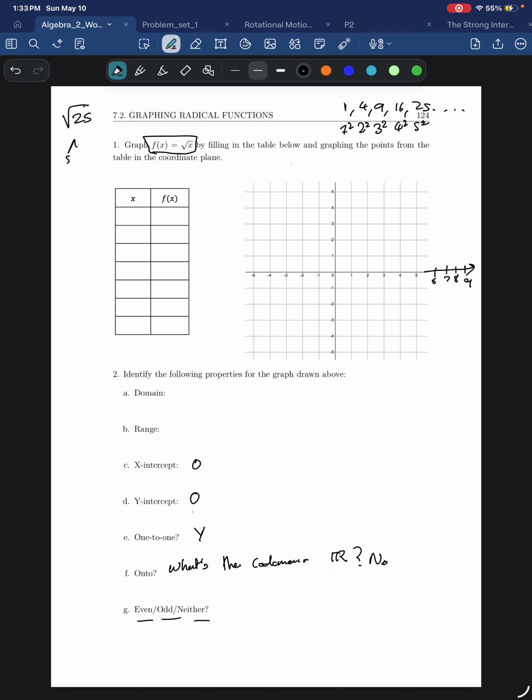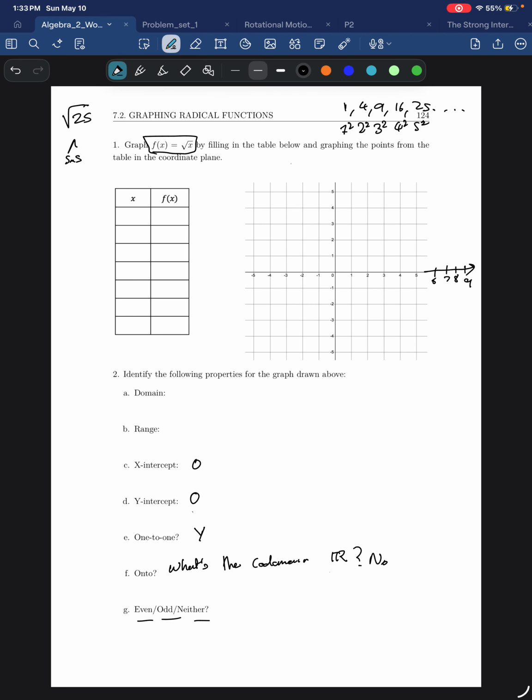That's 5, right? If you multiply 5 by itself, you're going to have 25, and that's a square root. That's really important to know for the next example I'm going to give you. Anyway, back to this. So how can I graph this?